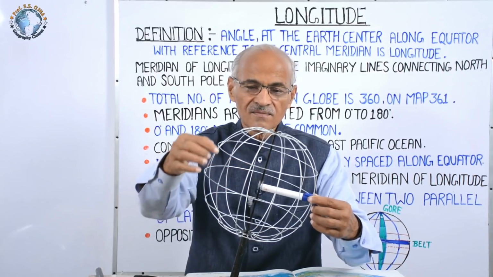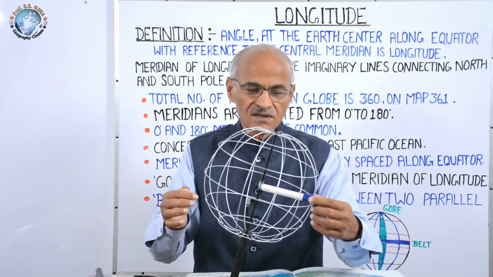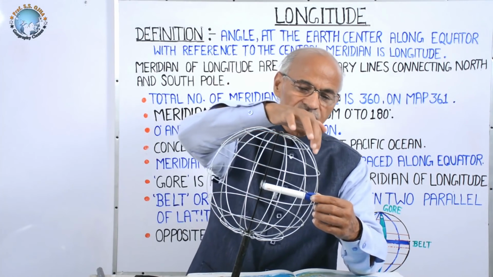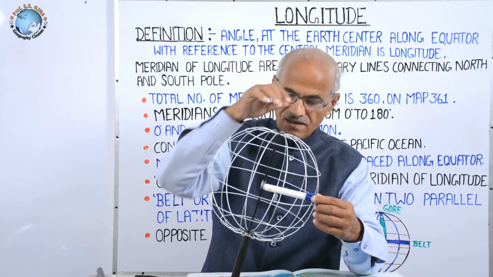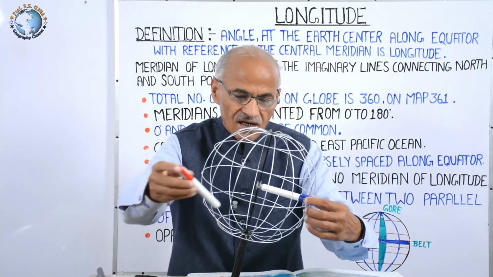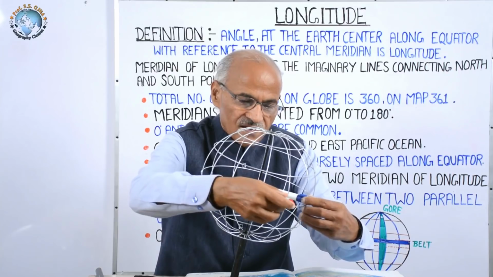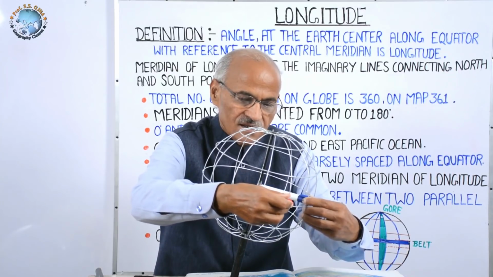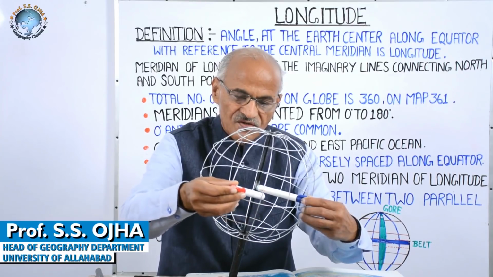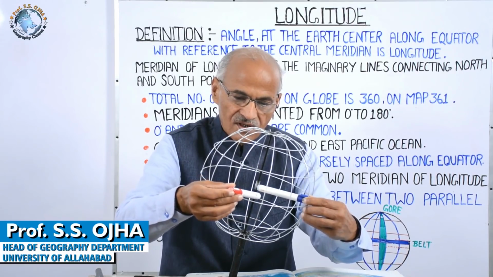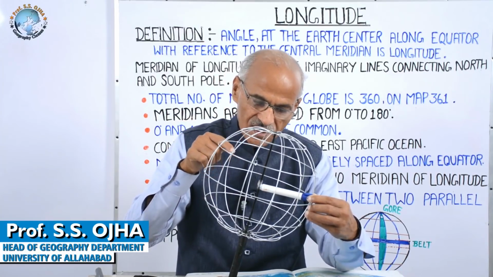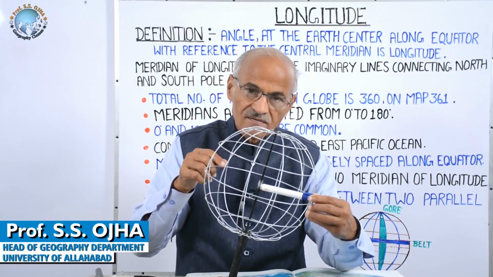All are called meridians, but we take one as the central meridian. Suppose this one is the central meridian, and with reference to it, at the center of the earth, this angle is 30 degrees, this 60 degrees, this 90 degrees. This way the angles are formed at the center of the earth.